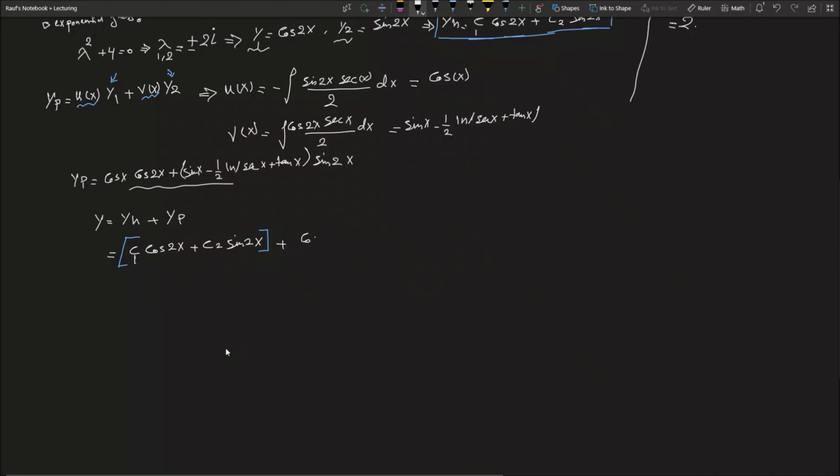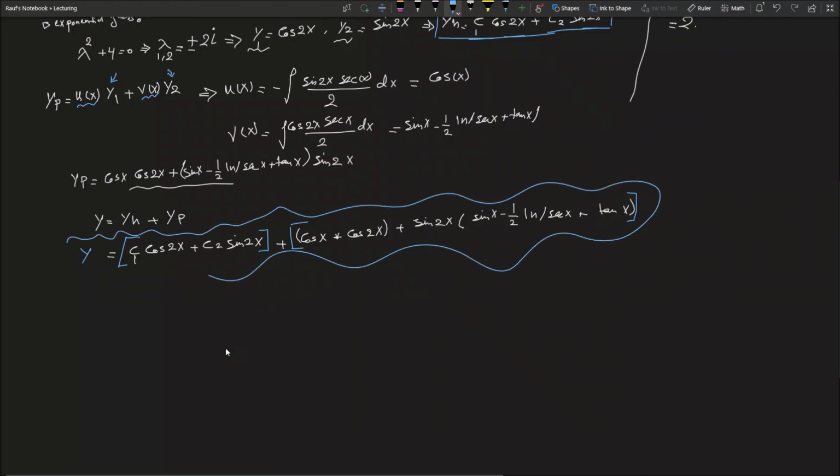It is cosine x multiplied by cosine 2 of x, put in parentheses, plus sine 2 of x multiplied by sine of x minus 1 over 2 ln secant of x plus tan of x in parentheses, and this is the particular part of the solution for this equation, and this is the grand solution for our problem that is mentioned earlier.